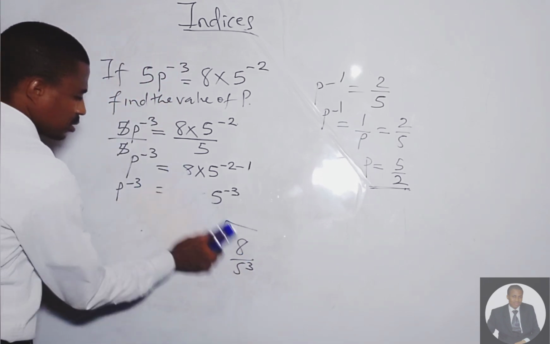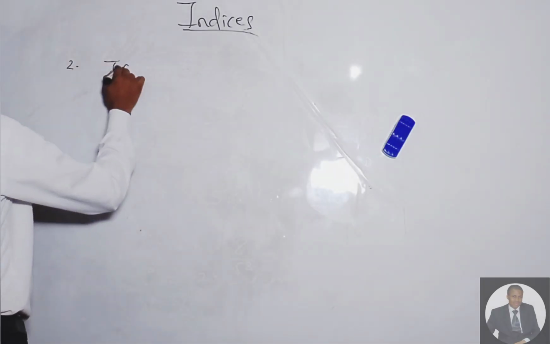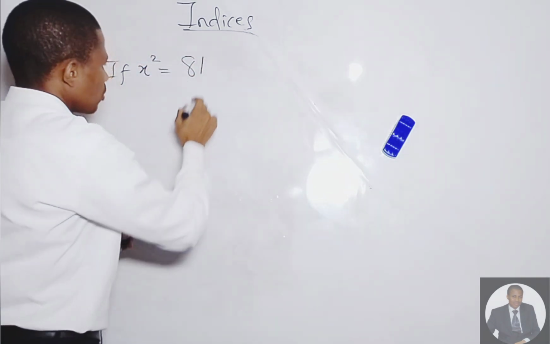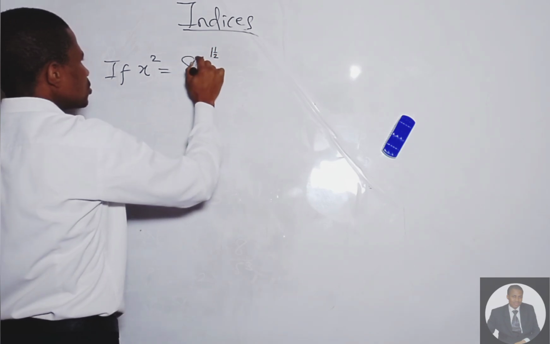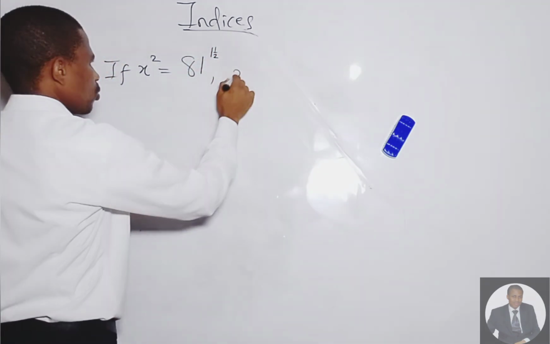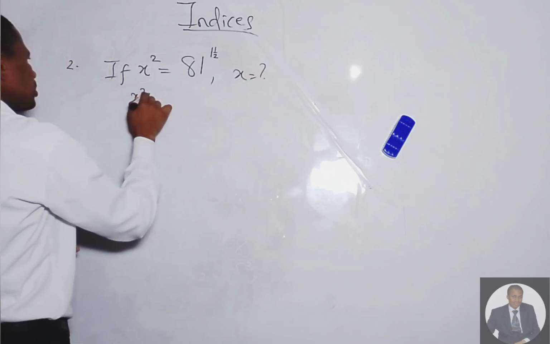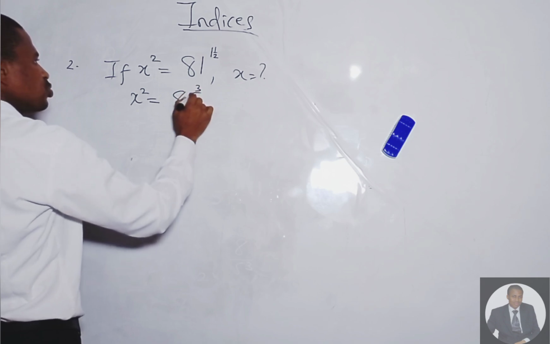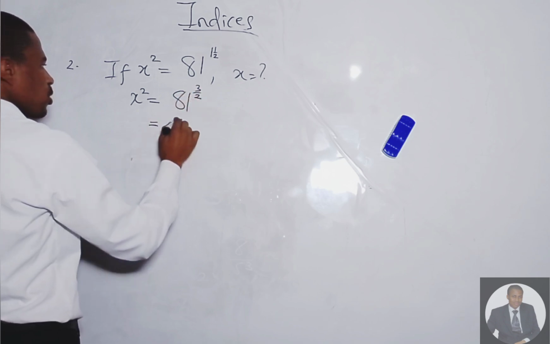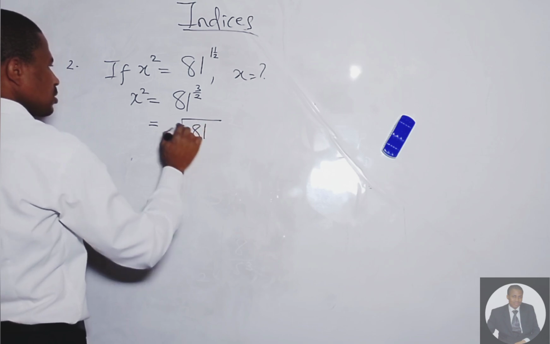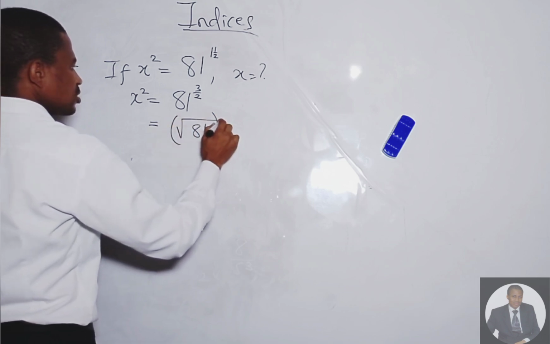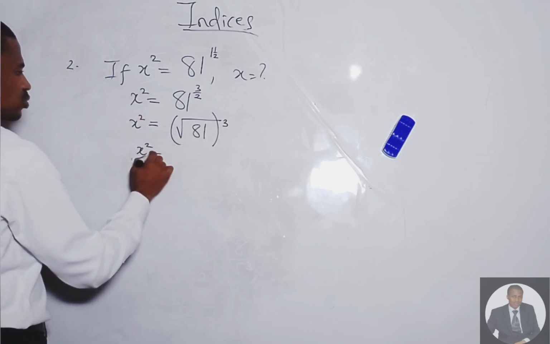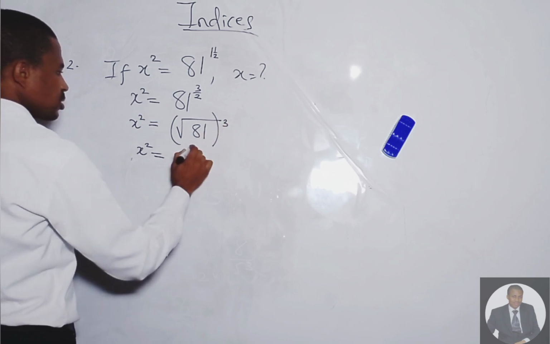Now let's look at another question. Number 2. If s squared equals 81 raised to the power 1/2, then what is x? s squared equals 81 raised to the power 1/2, which is the square root of 81. Then we raise it to the power 3. s squared equals the square root of 81, which is 9. Then we'll put the 3.